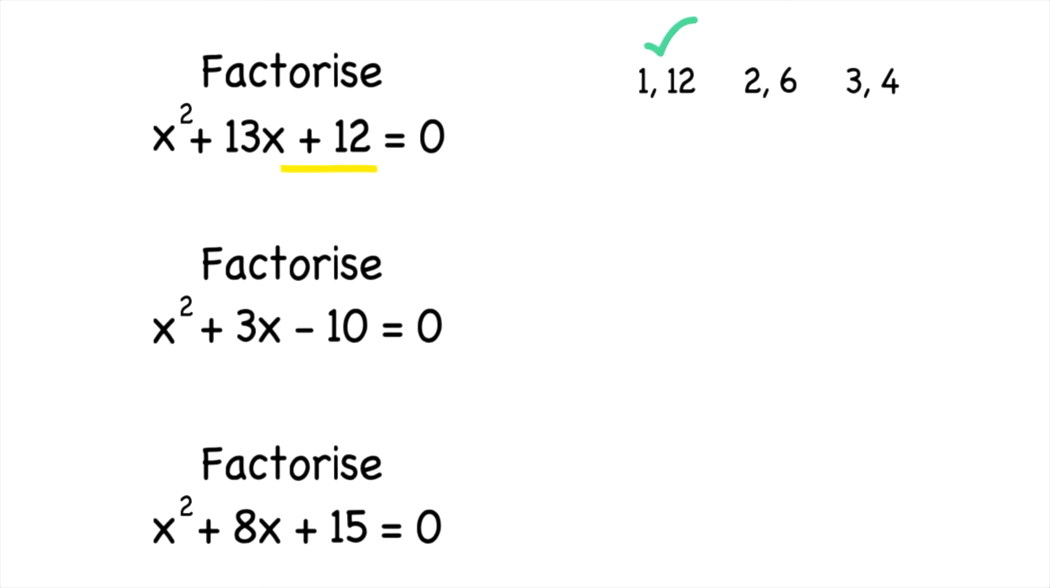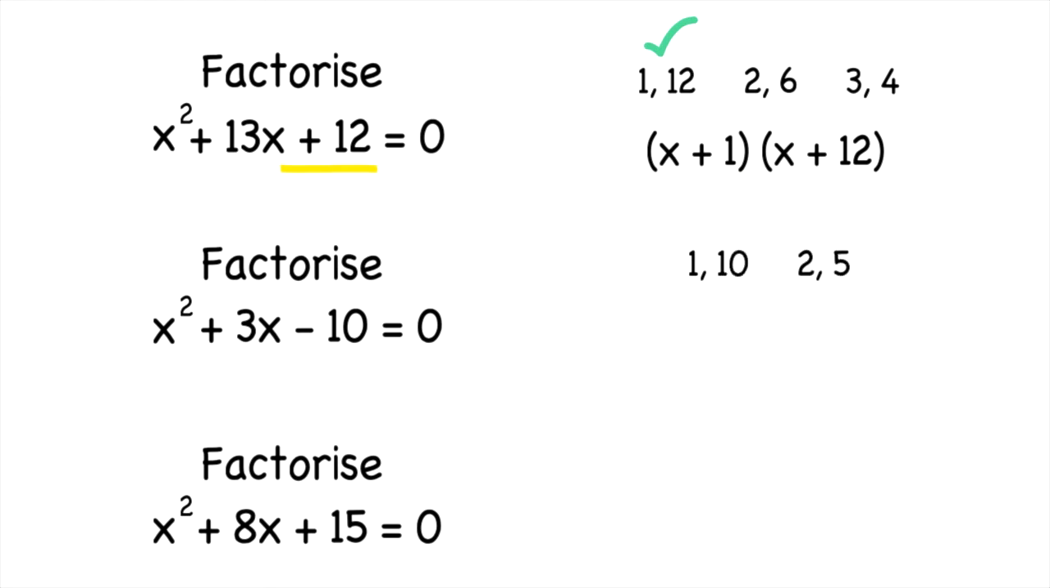Everything in my equation is a positive, so that means that my answers can both be positive. An x plus 1 and an x plus 12. We can double check our answer by checking that a positive 1 and a positive 12 multiply to make positive 12, which they do, and that a positive 1 add a positive 12 make a positive 13, which again they do. For the second question, we want factor pairs of 10.